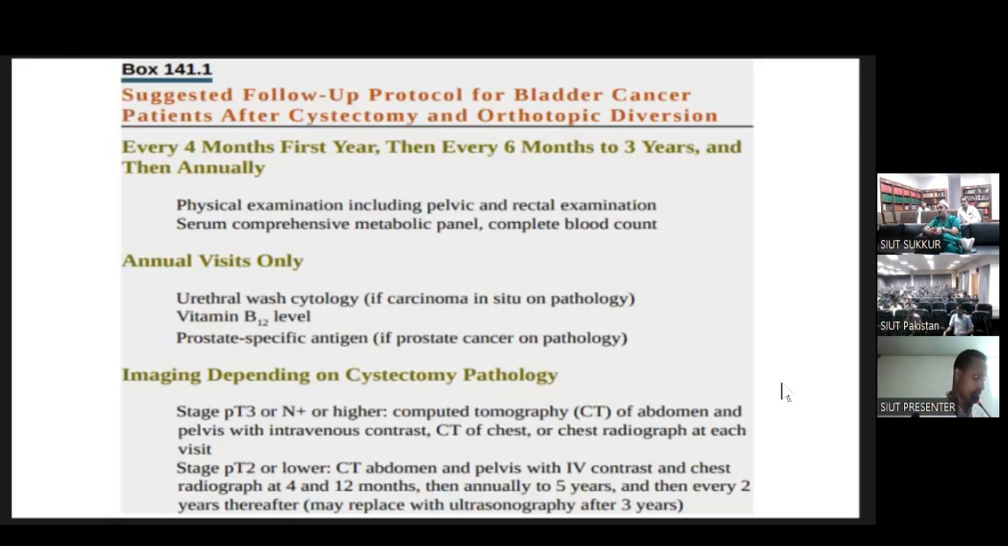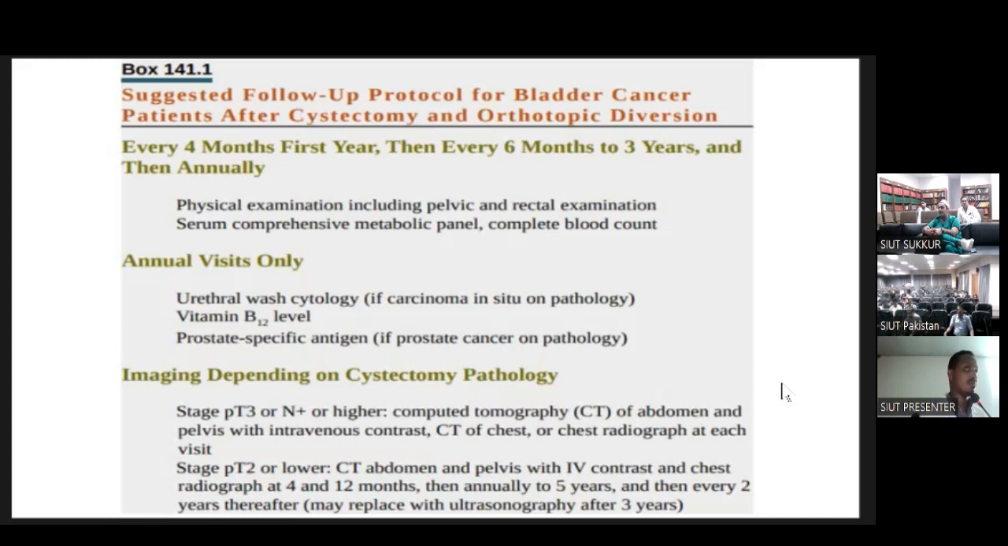For continent pouch, I think the cutoff value for estimated GFR is around 60. But for orthotopic bladder, it should be more than 40 mL per minute, I guess. For orthotopic bladder, I'm sure it is more than 40, not less than 40. But for continent catheterizable stomas, it should be more than 60.